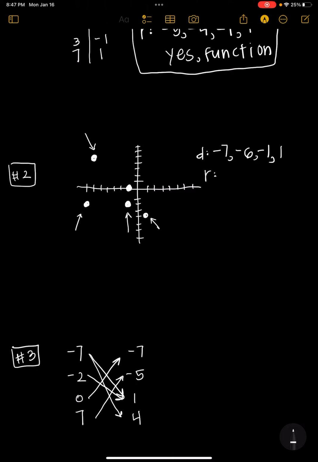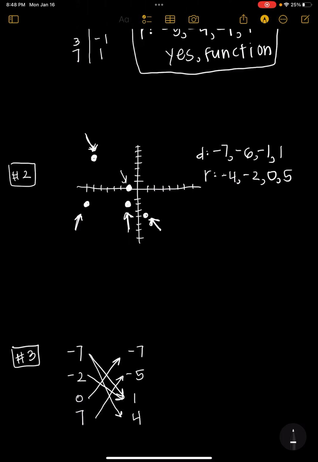Now let's do the range. The range, same thing. I'm going to do my y values. So I'm going to start with the very bottom y, which ends up being this guy right here. And that happens at -4. And then we would have this one again and this one, which both happen at -2. We only have to write it down once again. Then we have this guy right here, which happens at 0. Remember, I'm only looking at the y values in this case. And then I have this guy again, which happens at 5. So there's my domain and my range.